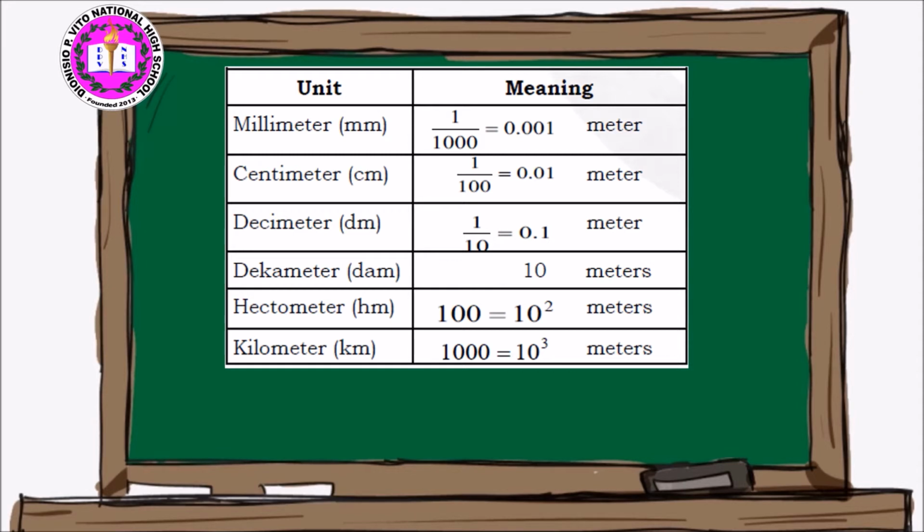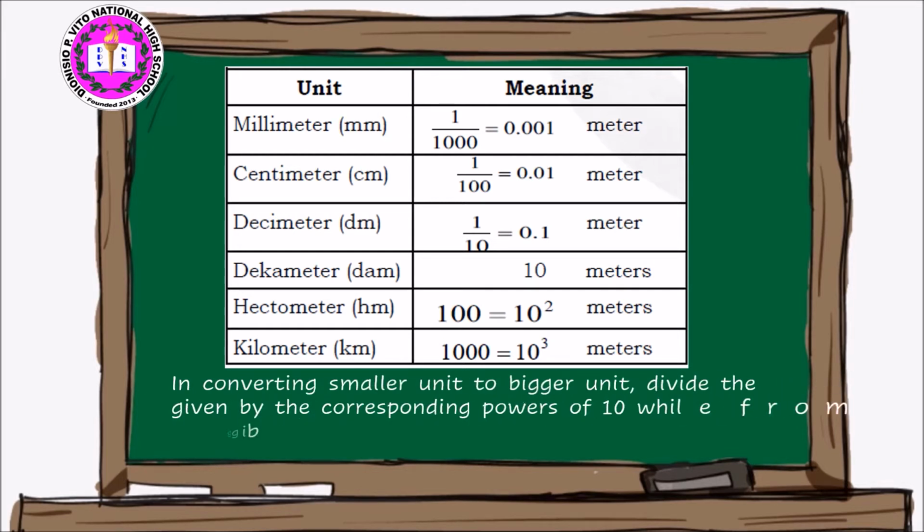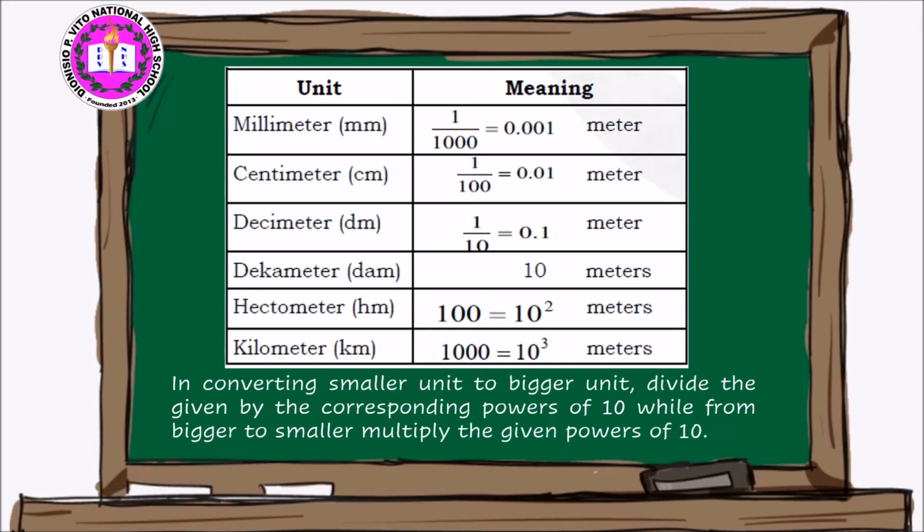And hectometer is equal to 100, which is 10 squared meters, or 1 hectometer is equal to 100 meters. And kilometer is equal to 1,000, which is 10 cubed meters, or 1 kilometer is equal to 1,000 meters. In converting smaller unit to bigger unit, divide the given by the corresponding powers of 10, while from bigger to smaller, multiply the given by powers of 10.